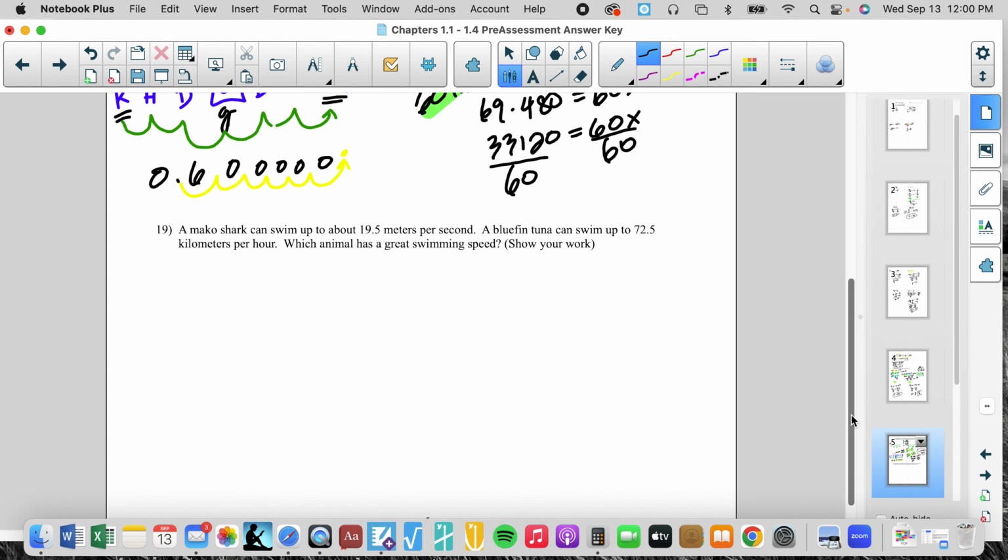Yes. All right. A mako shark can swim up to about 19.5 meters per second. A bluefin tuna can swim up to 72.5 kilometers per hour.